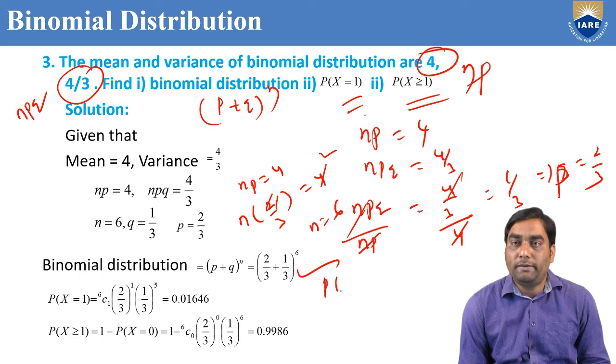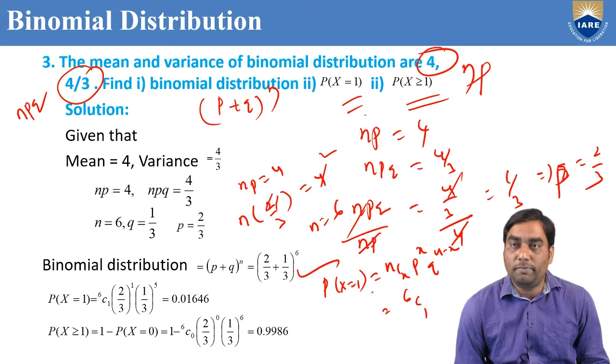Now how to find P of x equal to 1 by using the binomial distribution? What is the formula? nCx p power x q power n minus x. Where n you got it, 6C1 because x equal to 1. P is 2 by 3 whole power 1, q is 1 by 3 whole power 6 minus 1. Simplify it, we'll get 0.016.